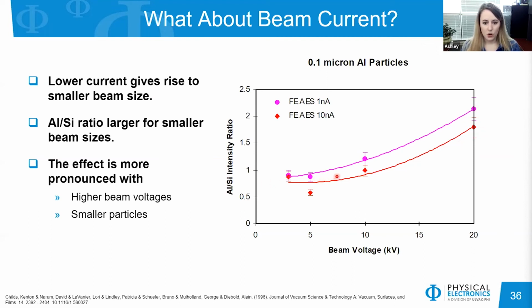This effect becomes more and more pronounced at higher energies. The difference between 1 nanoamp of current and 10 nanoamps of current is larger at higher beam voltages than it is at lower beam voltages. This effect is also more pronounced with smaller and smaller particle sizes.